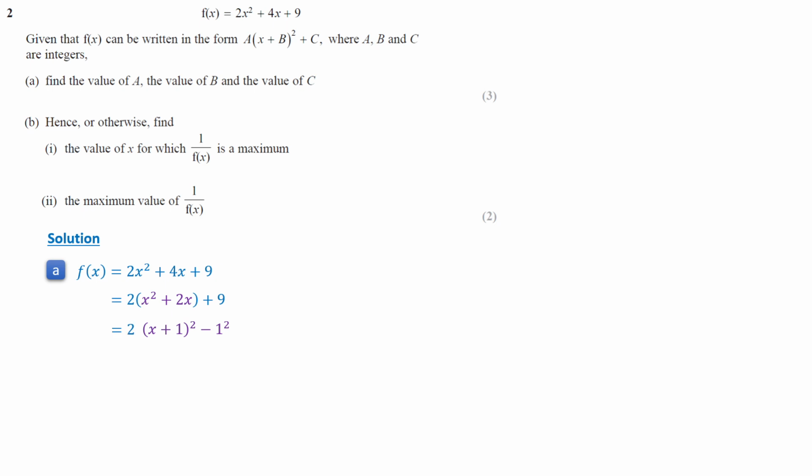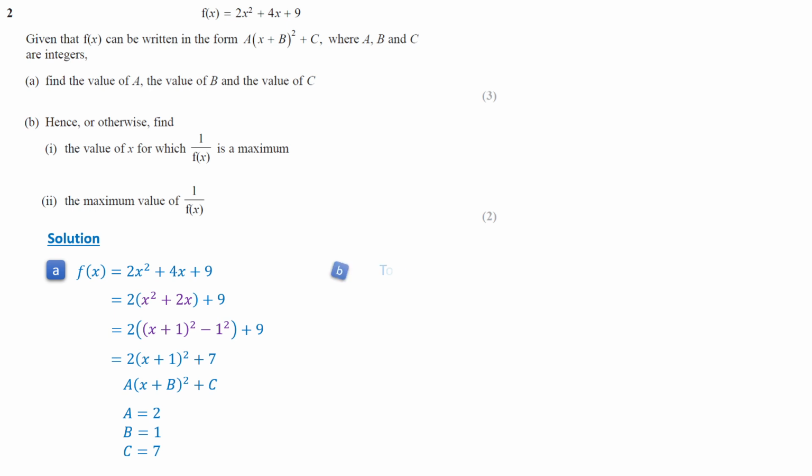Now, the expression becomes 2 times x plus 1 squared minus 1, plus 9. Simplifying further, we have 2 times x plus 1 squared plus 7. Now compare this expression to the form a times x plus b squared plus c. From this, we can see that a equals 2, b equals 1, and c equals 7.